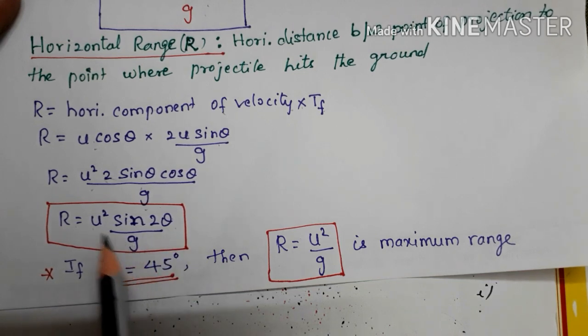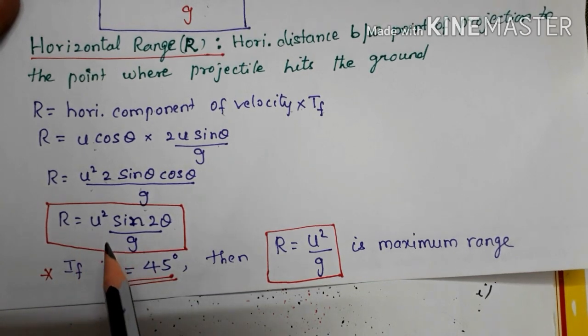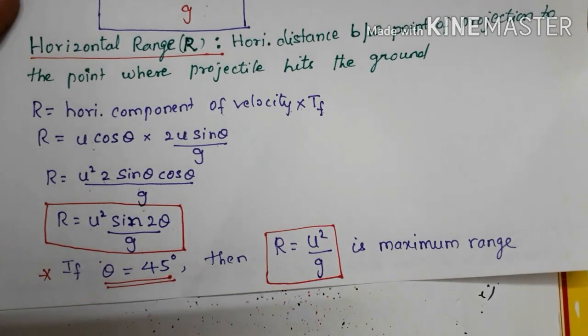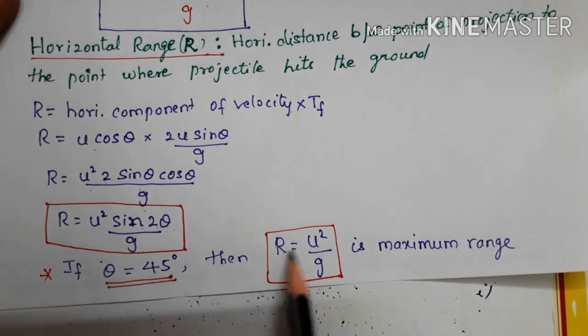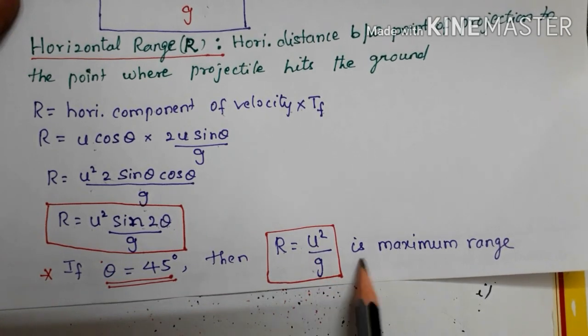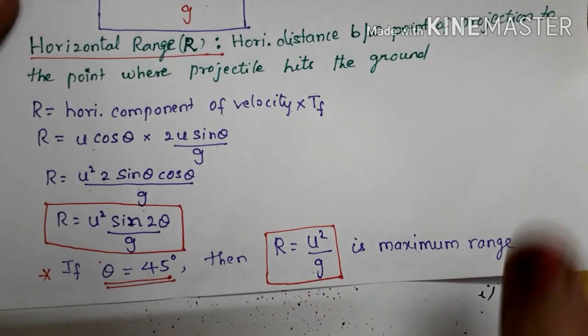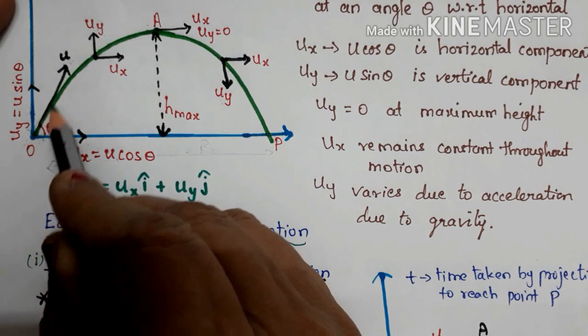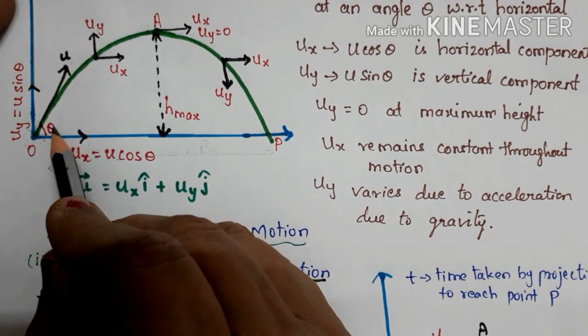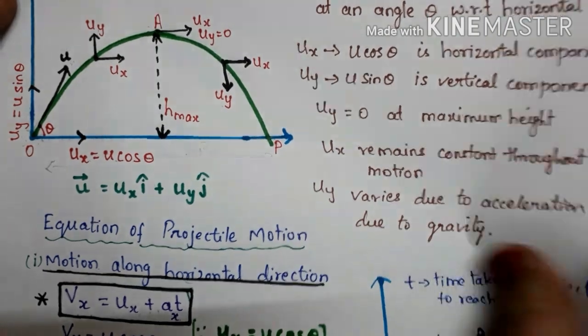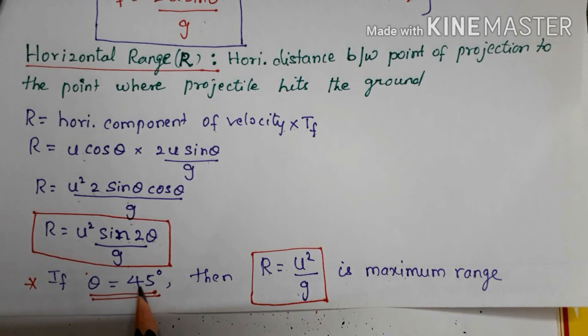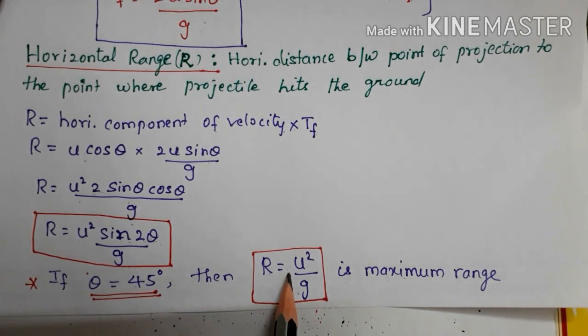Now when will the range be maximum, when the projectile falls at the farthest distance? For that, if you substitute theta as 45 degrees, you get 2 into 45, sin 90 is 1. So r will be u square by g, which is the maximum range. What I mean is, if the projectile is projected at an angle of 45 degrees, this stone will fall at the farthest place, right children? So remember this, when theta is 45 degrees, range will be maximum.